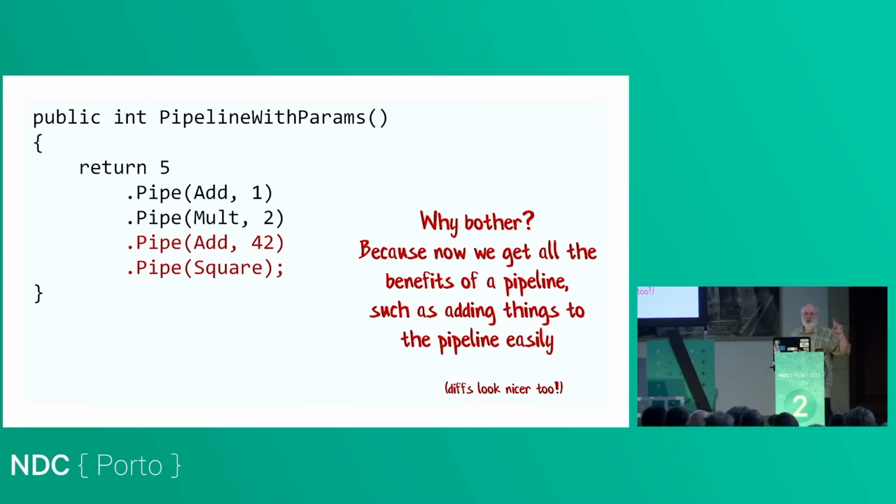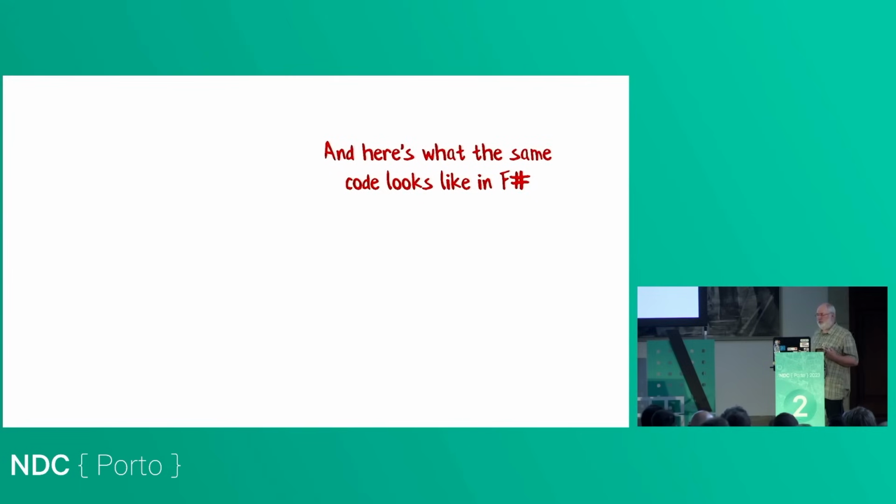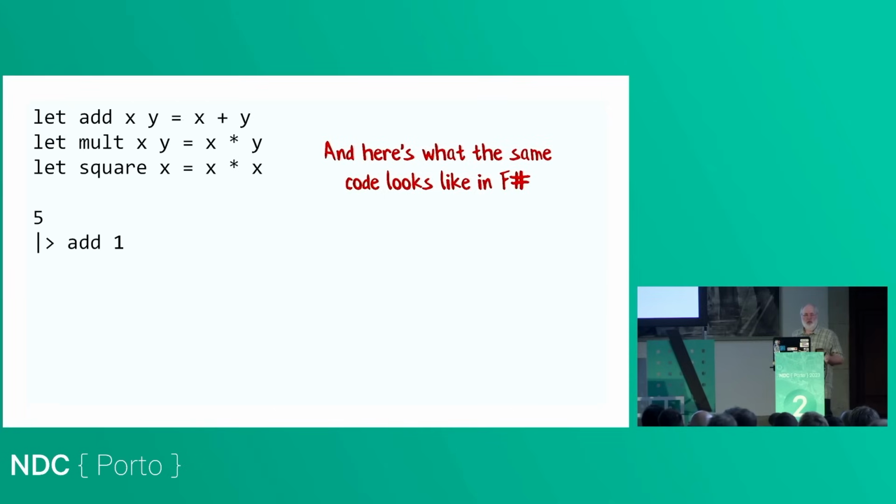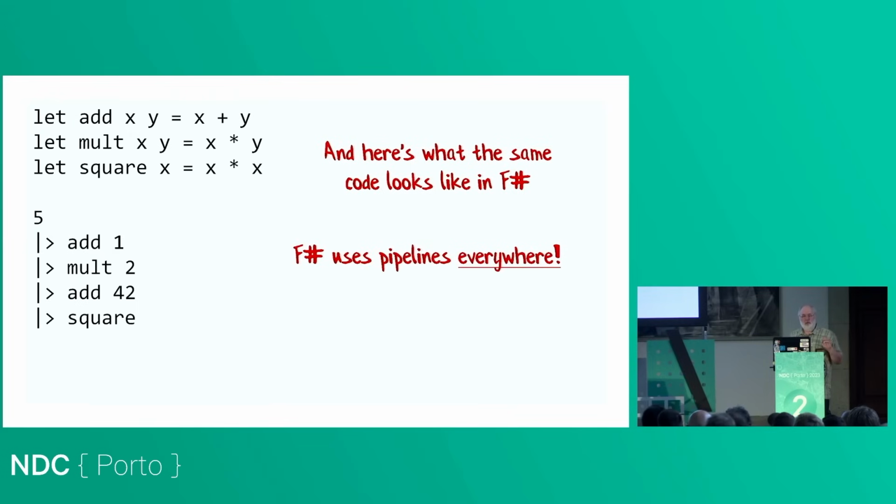If I'd gone back to my original for loop and modified things, it would get really, it's not obvious what's going on. So just in terms of communicating what's going on, pipelines are great. So here's the F# code for adding and multiplying and squaring and so on. Again, I start with 5, I feed it into add 1, I feed it into multiply 2, and so on and so forth. So F# we'll see uses pipelines everywhere.